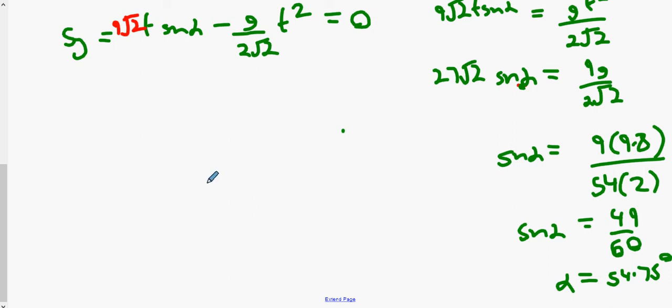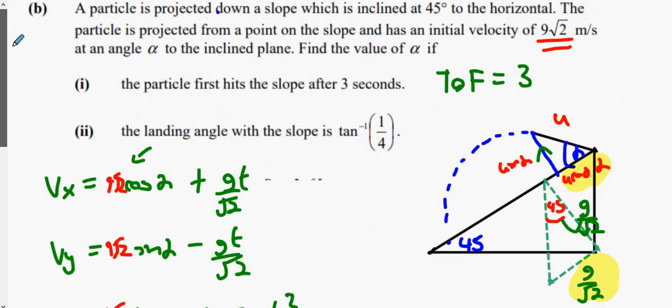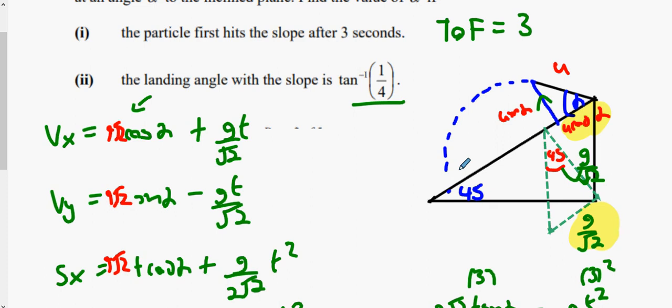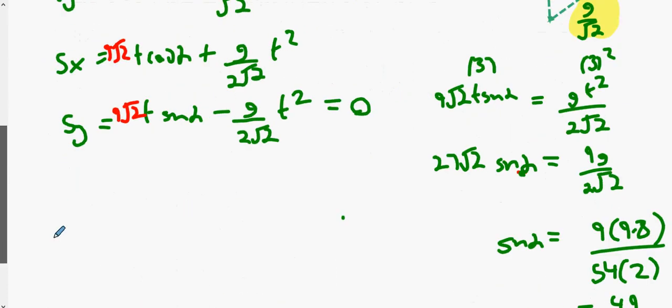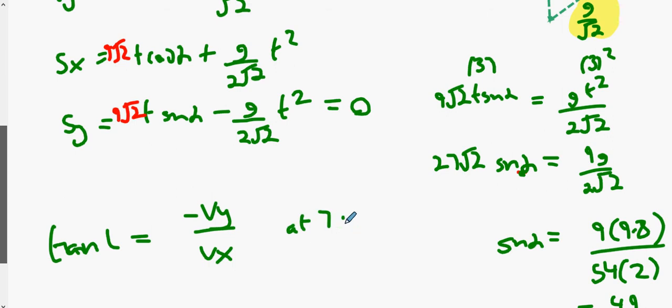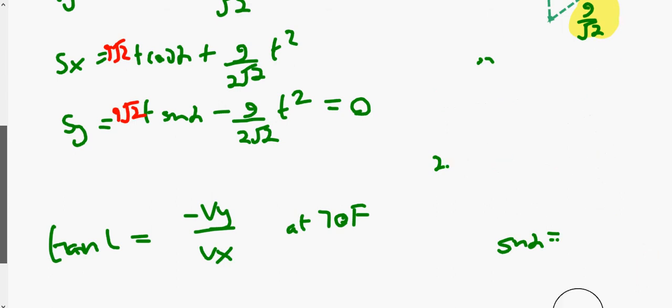Next thing we have to get is the landing angle. What is the landing angle again, lads? If we call this L, what does that mean? What do you need to know for L? Yeah. Tan L equals minus Vy over Vx at time of flight. Now, what do we know about the time of flight? Time of flight's 3 seconds, lads. So that's handy to know. So we'll just go back up to the top and we sub in 3 seconds for the time of flight.